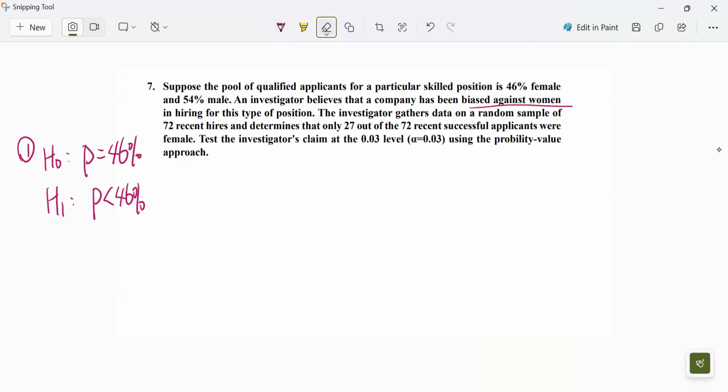In the real world, when we test, it's based on the needs of the circumstances. In this case, it's a concern about whether or not there's a bias in the hiring process. When p equals 46%, there's no bias. When p is less than 46%, there's a bias. So that's step number one. Step number two is to calculate the test statistic.